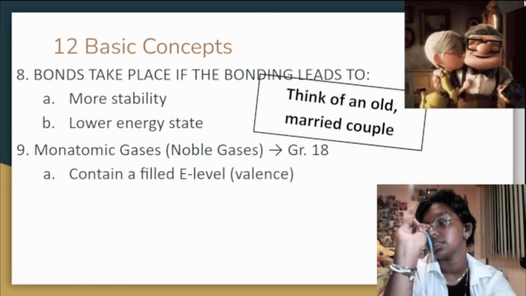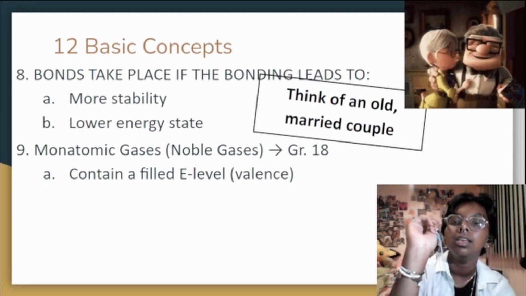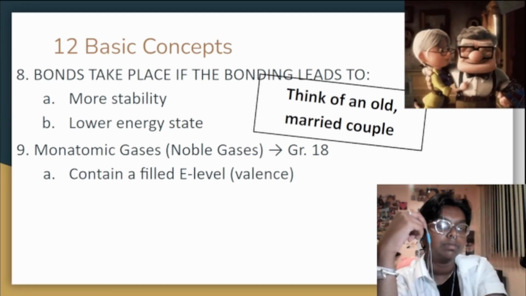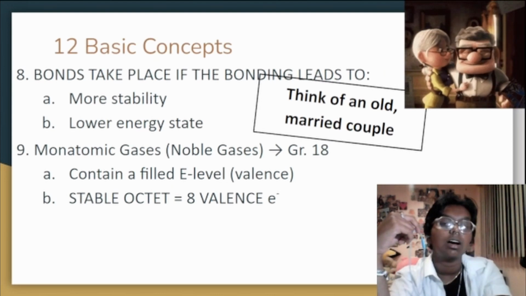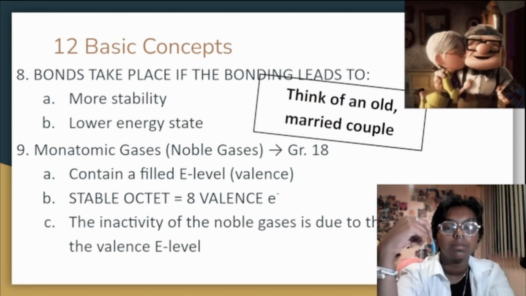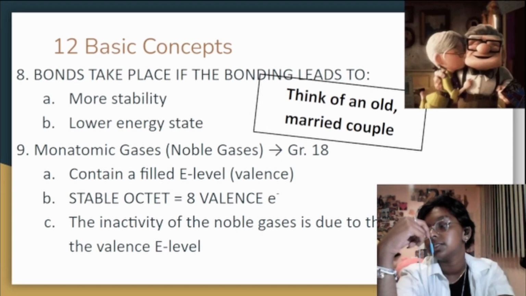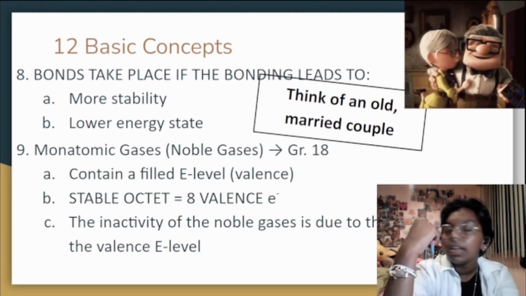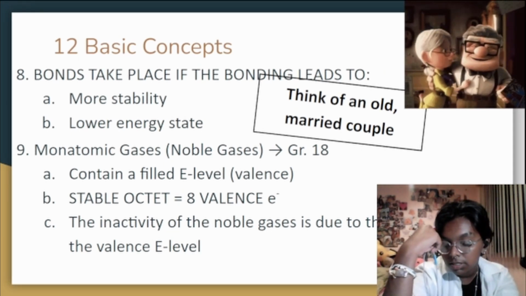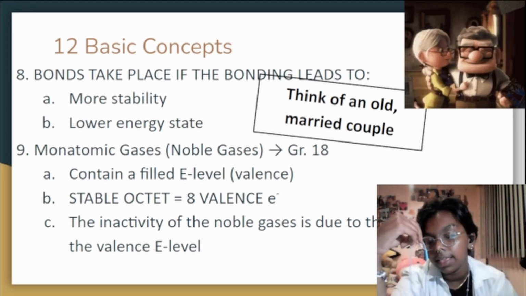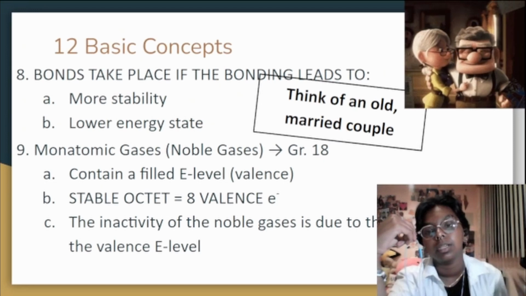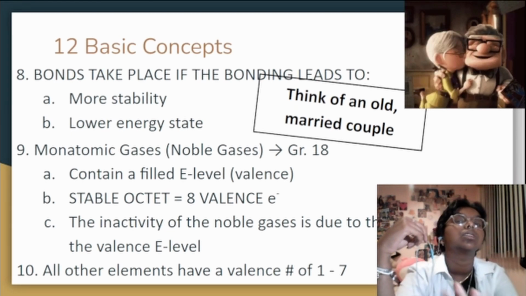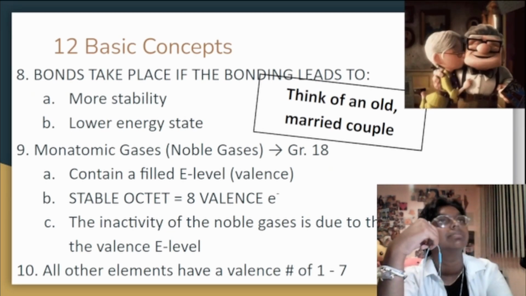These are group 18 gases, so these are your noble gases. They have a completely filled valence shell. They have a stable octet, so 8 valence electrons. And pretty much noble gases never form compounds. Well, there's a few exceptions, but pretty much never form compounds. And this is because of the 8 valence electrons, a very stable octet. And then all the other elements usually have valence electrons from about 1 to 7.